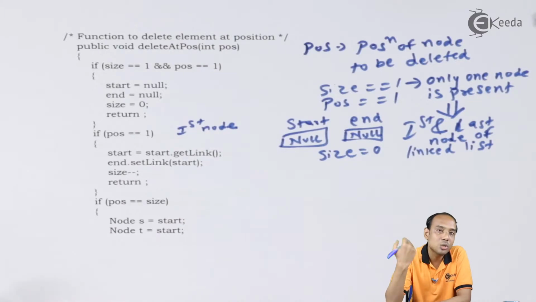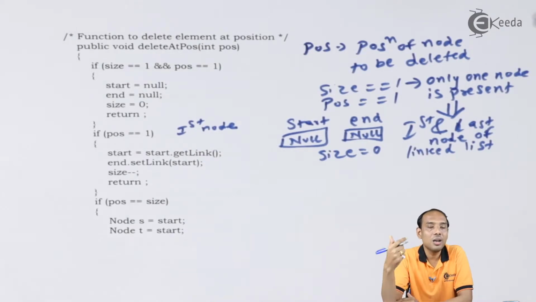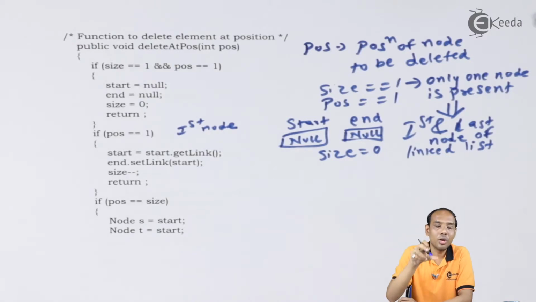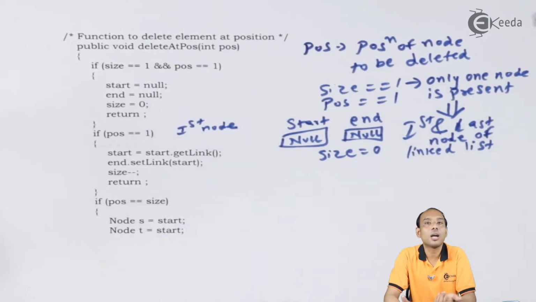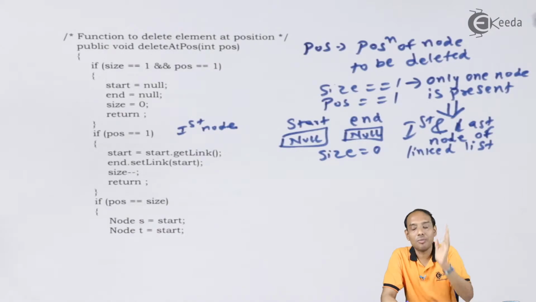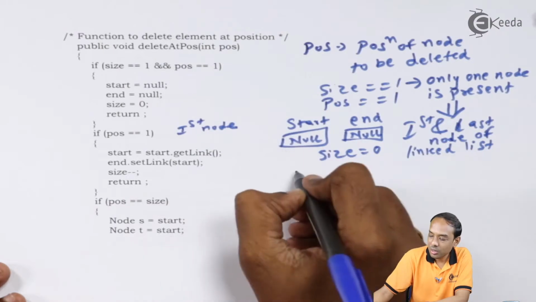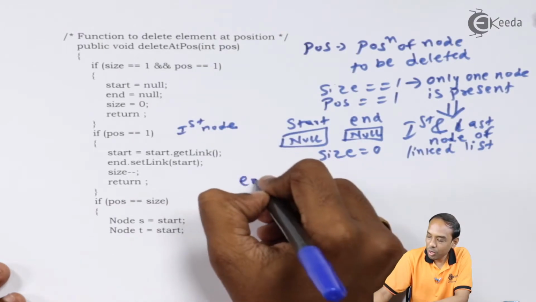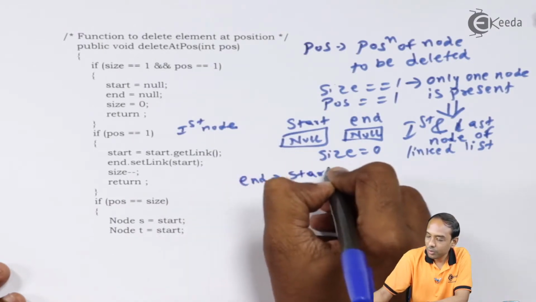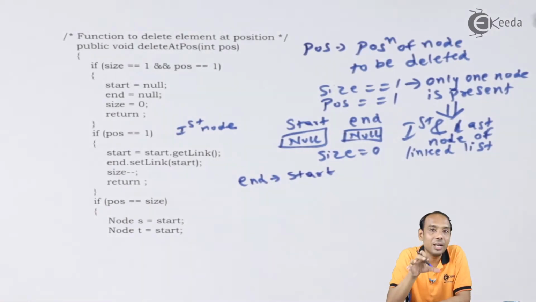Now next, my aim is to set the end link. What I'm going to do is end dot setLink. What am I going to set? End is going to point to the start one. Since it is a circular linked list, I'm writing end dot setLink start. So end will point to the start value. End dot setLink start. So end will now point to start, since I've deleted the element.